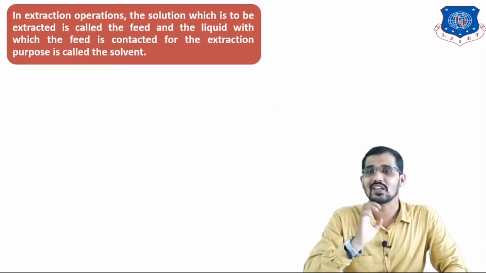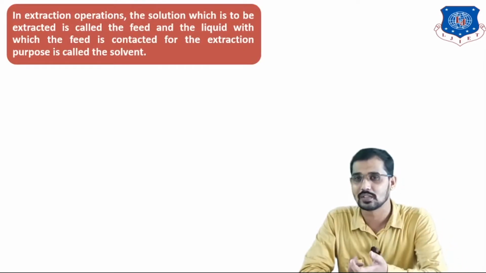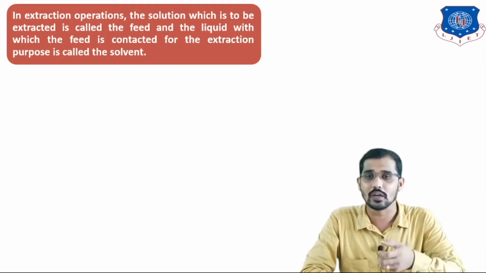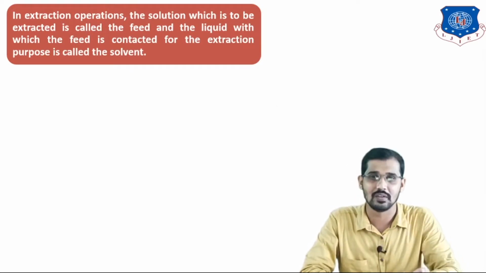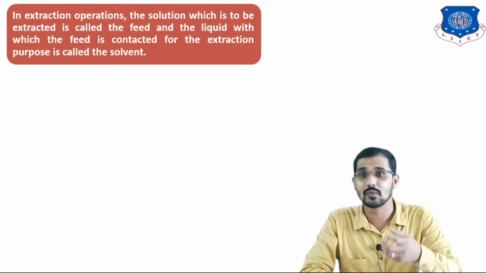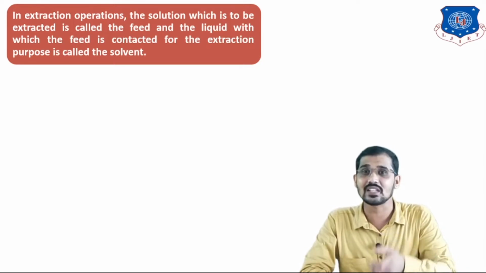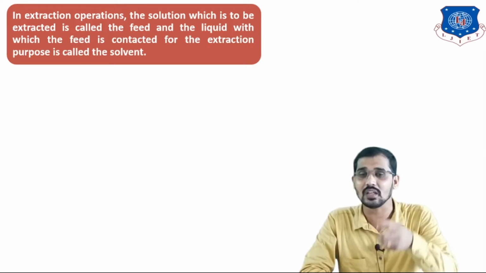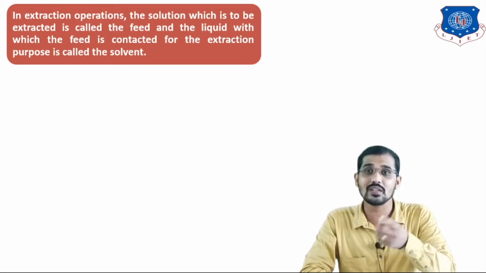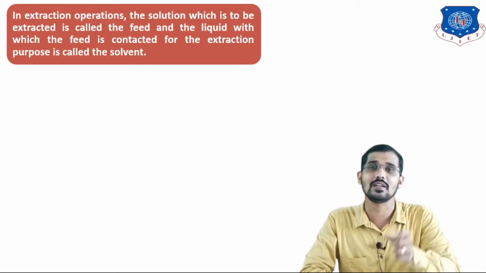We know that extraction means we are extracting some of the component from the other component. In liquid extraction, we are extracting one of the components from a liquid by using another liquid. In leaching, we are also extracting some of the constituent from the solid substance by using another liquid. But this is nothing but liquid extraction, in which we are removing one of the components from the liquid by using another liquid. That's why this system is liquid extraction.